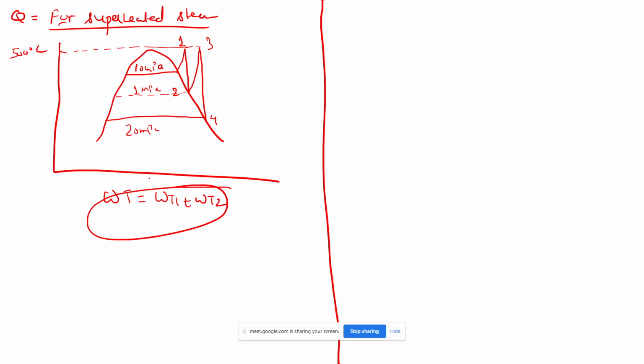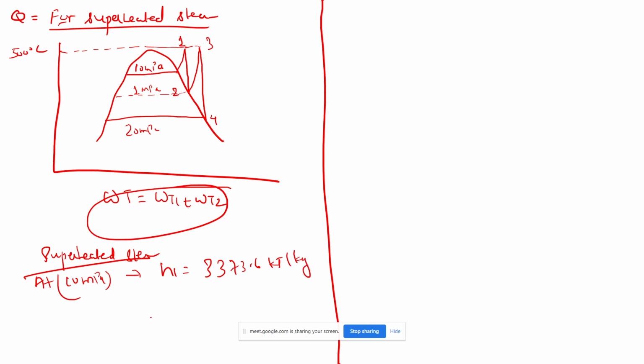From the table they have given for superheated steam, at 10 megapascal pressure, what will be the enthalpy H1? H1 they have already mentioned in the table. We can write at 500 degrees Celsius and 10 megapascal pressure, the enthalpy H1 is 3373.6 kJ. Okay. Similarly, for saturated steam, they have clearly mentioned that after expanding in the first turbine, that is turbine 1, the quality of the steam is saturated. It is saturated vapor.